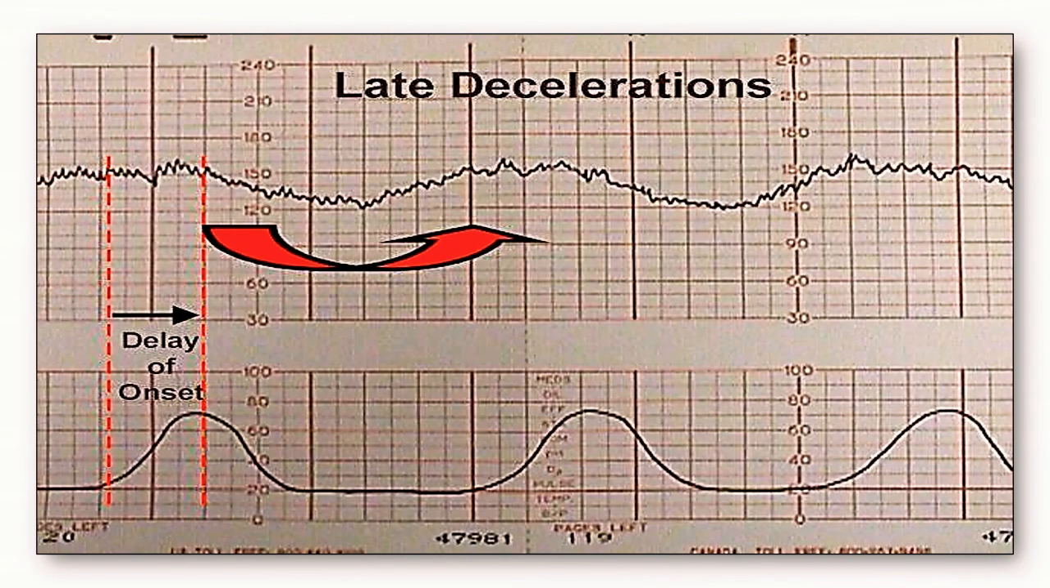Here in the graph you can see that the onset of uterine contraction is at this point, but the fetal deceleration is starting somewhat here. So there is a delay in the onset of fetal deceleration as compared to the uterine contraction. This is the feature of late deceleration, that is, the deceleration will come later as compared to the onset of the uterine contraction.